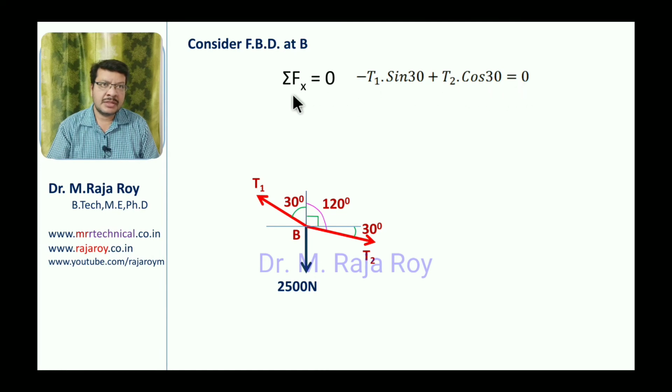Okay, this is sigma fx. From this you can get T1, just take this term onto that side, T1 equal to T2 cos 30 by sin 30, you will get this is T1 term.